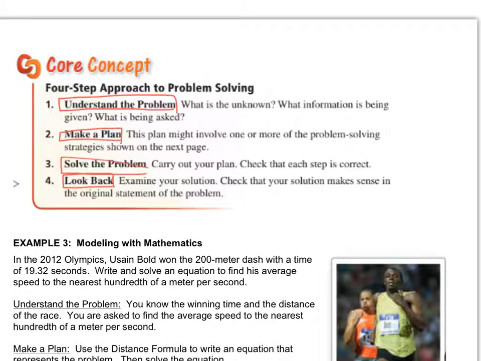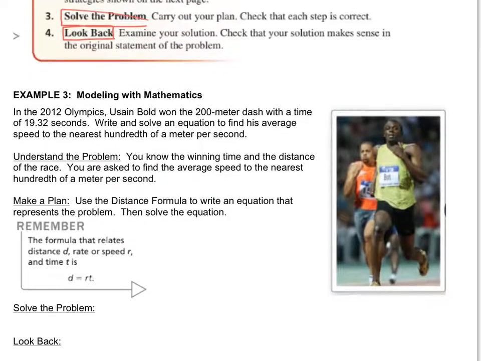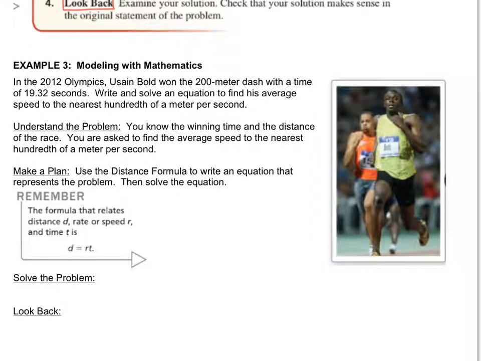Alright, so I'm going to scroll for a sec, and I want you to just read the little blurb at the top, and then I'll walk you through the 4 steps. Just read the little story about Usain Bolt. Alright, so the first thing that you do is you say, what do I know? I know the winning time, I know the distance of the race, and they're asking me to find the average speed. So those are like the main things coming out of the question.